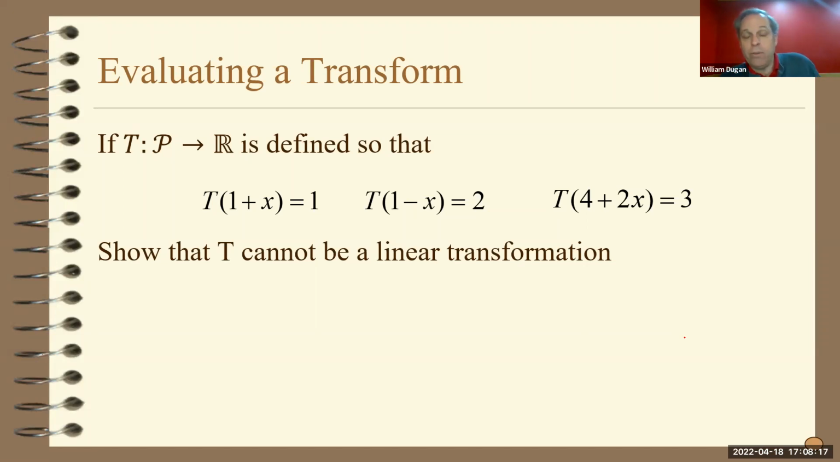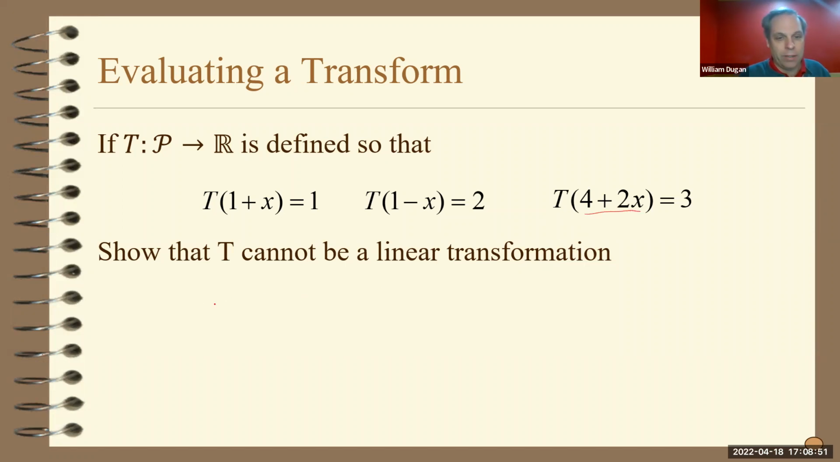So let's suppose you have a transformation that goes from the set of polynomials to the real numbers. So T of 1 plus x is 1, and T of 1 minus x is 2, and T of 4 plus 2x is supposed to be 3. I'm going to convince you that that can't be true. That's impossible. It might be a mapping, but it can't be a linear one. So why? Once again, notice that 1 plus x and 1 minus x actually make a basis for all polynomials of degree 1 or less.